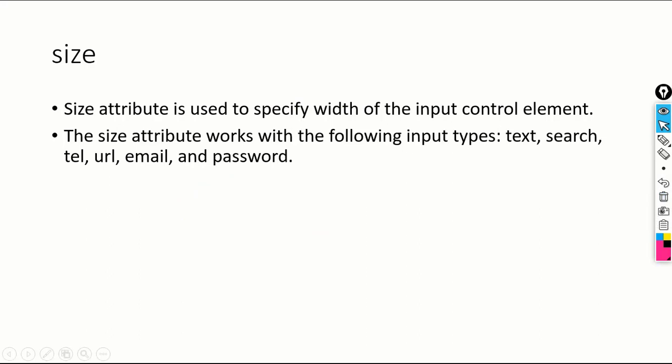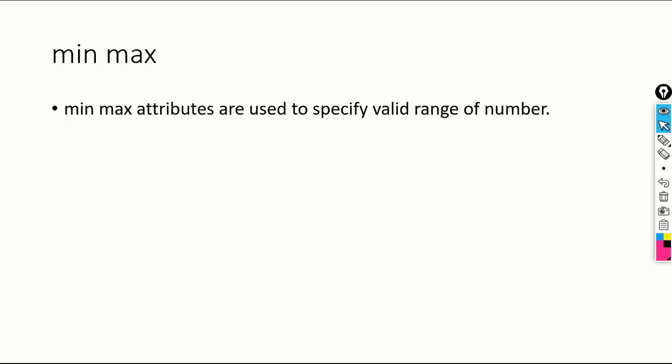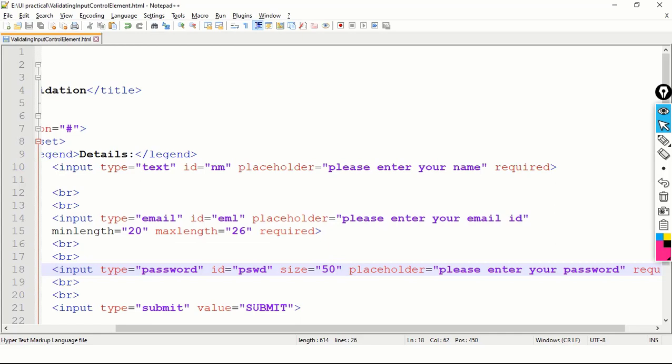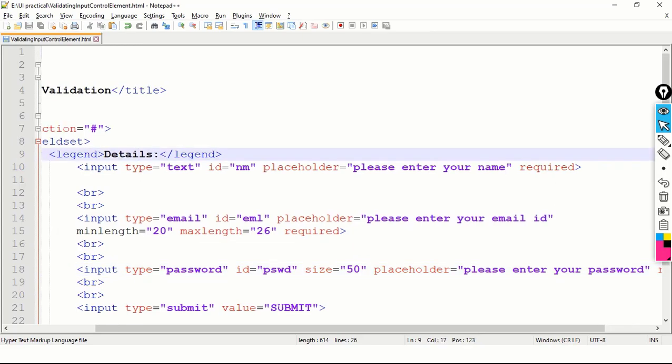The size attribute works with the following input types: text, search, tel, URL, email and password. Now min and max. What is min and max? That we will understand. The min and max attributes are used to specify a valid range of numbers. Min and max attributes work with number type input elements. Okay, so let's understand this with one example.